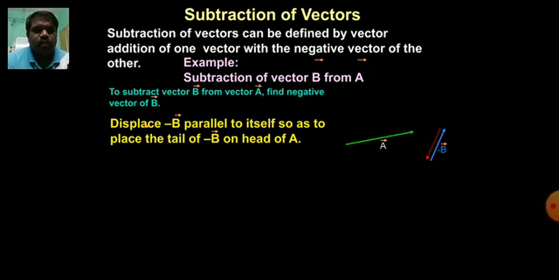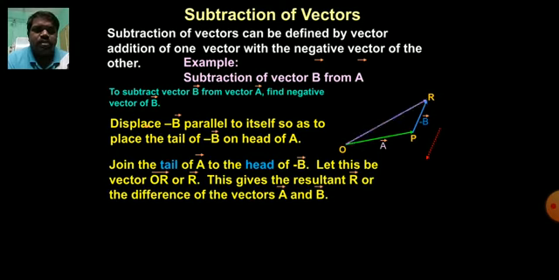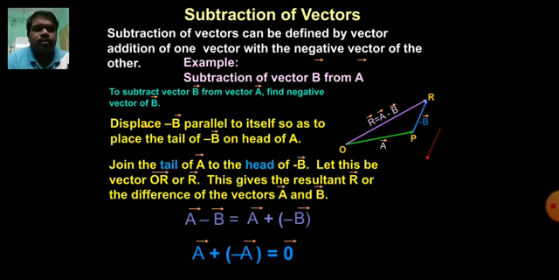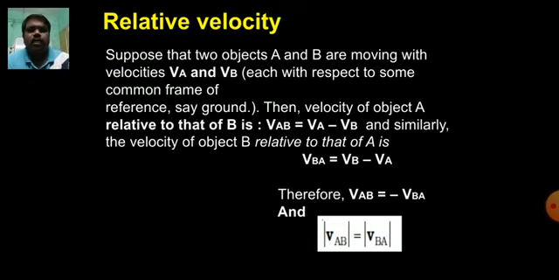So when you add both vector A and minus vector B, what will we get? We will get the resultant OR, that is, vector A minus vector B is represented by the third side. Actually this is vector A plus, in brackets, minus vector B. On the other hand, if two vectors are equal, then their difference is 0. So this is all about subtraction of vectors.